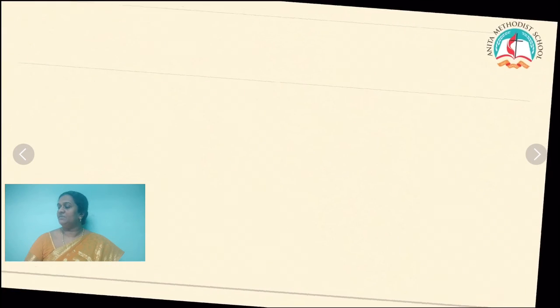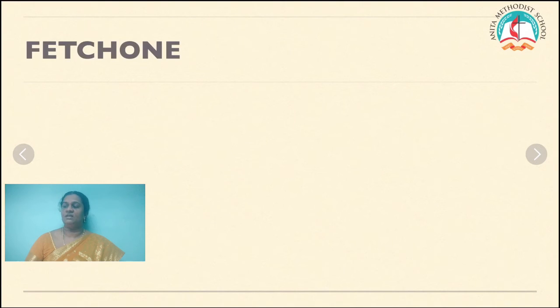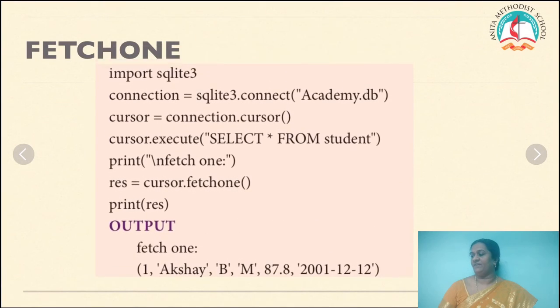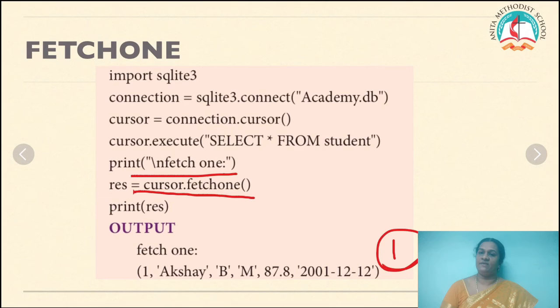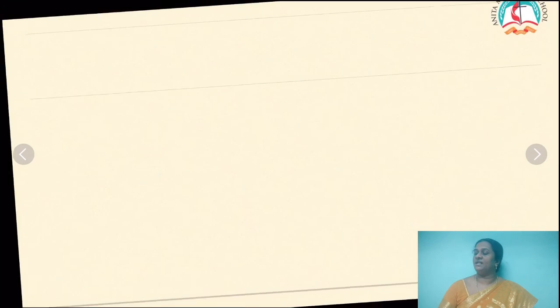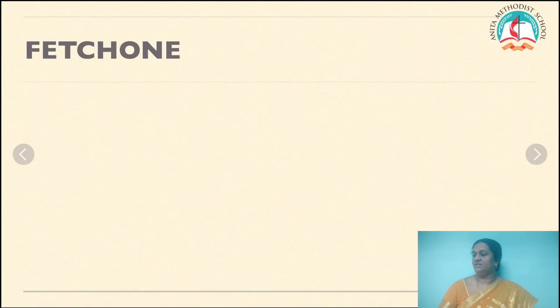Okay, and next we are going to see what? Fetch one. Only one entry we are going to fetch. So that is called fetch one. See the difference? There they were using fetch all, here they are using fetch one. Why? Because you are going to fetch only one record. So that is why we are using fetchone. Correct. And now what's the next thing? Fetch many.